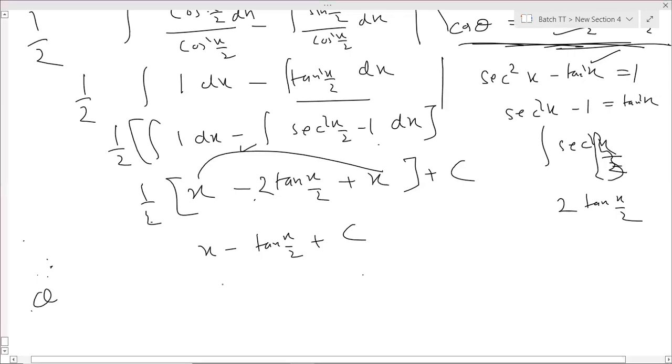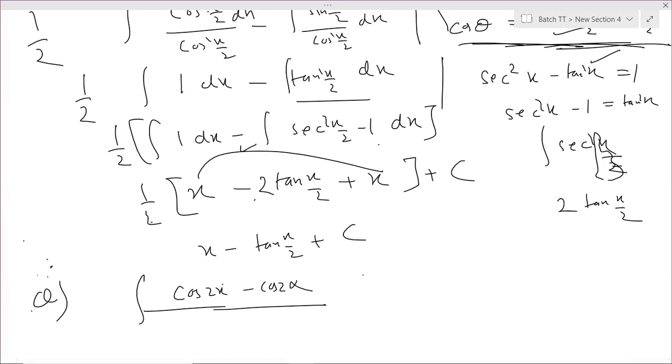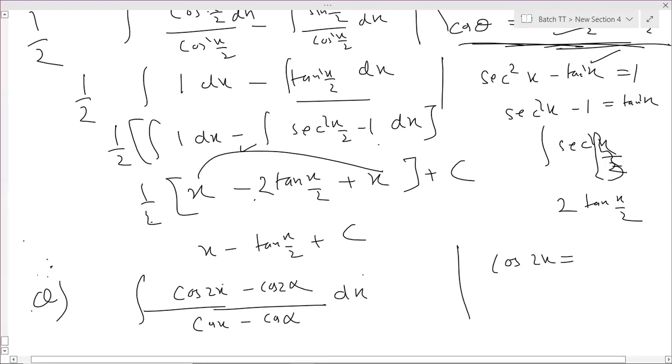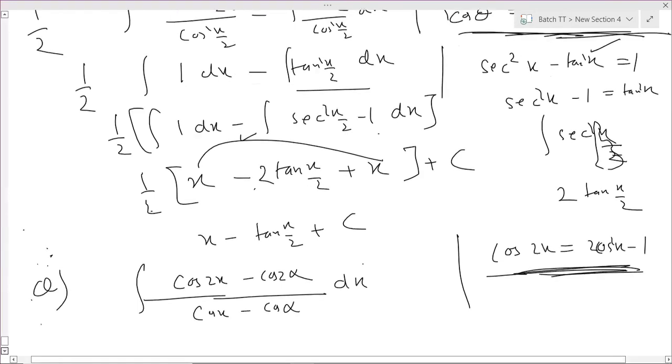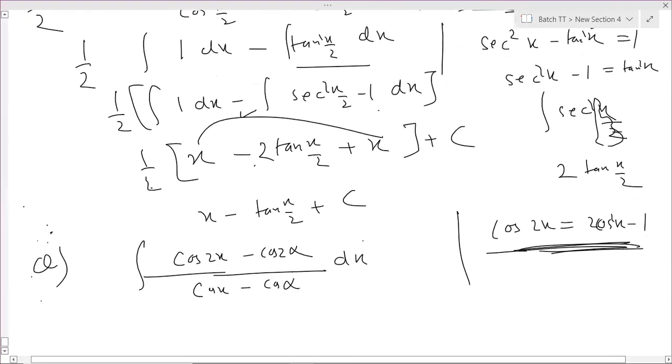All right, next question. Integration of cos 2x minus cos 2 alpha, whole divided by cos x minus cos alpha, dx. Alpha here is a constant. Only one formula you need: cos 2x equals 2 cos square x minus 1. Use this property or formula and try to simplify this, try to solve this. Very easy question. All right, I'll give you guys a few minutes.